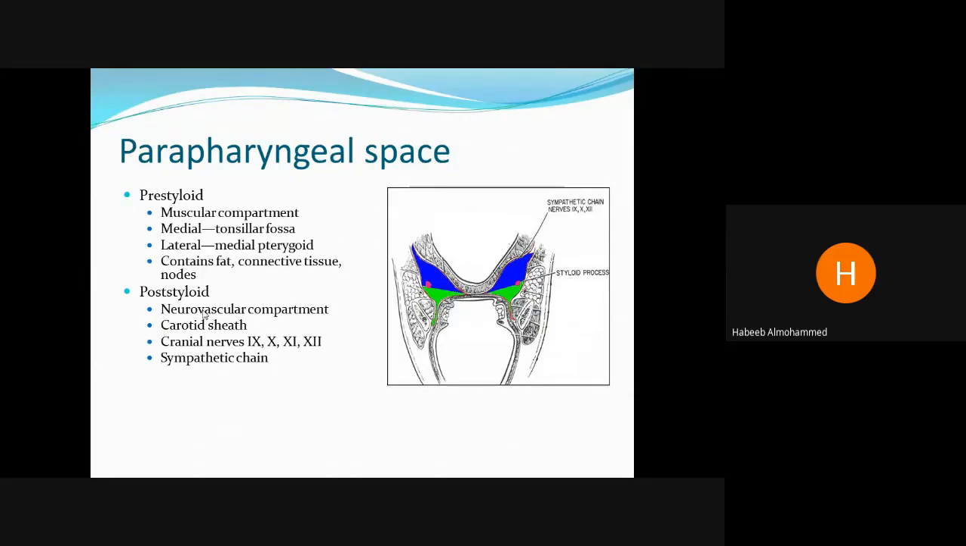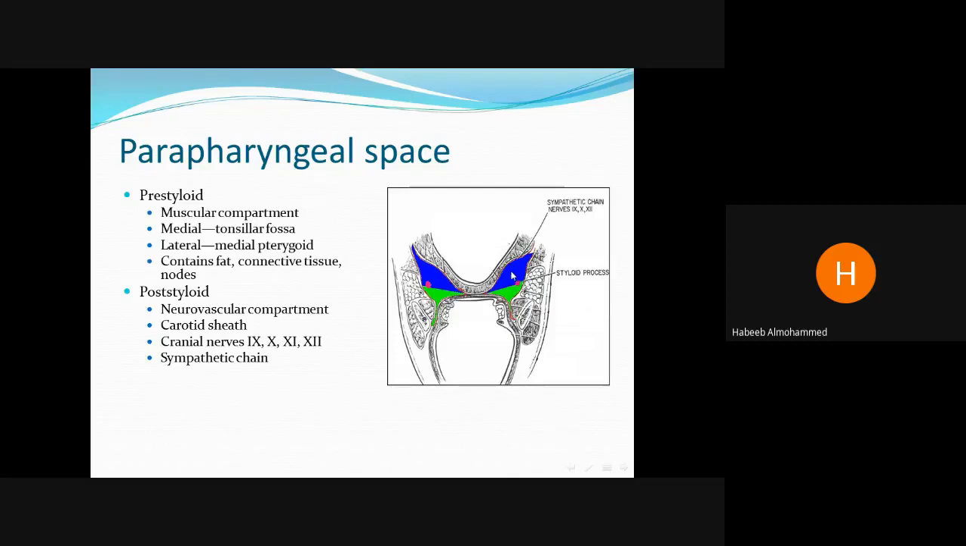Pre-styloid means in front of the styloid process. It is a muscular compartment. It's bounded by the tonsillar fossa medially. This is the green compartment. Tonsillar fossa medially, medial pterygoid muscle laterally, and it contains fat, connective tissue and lymph nodes.